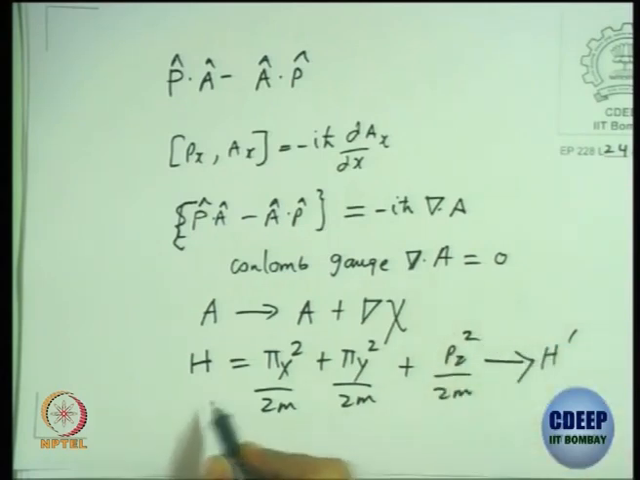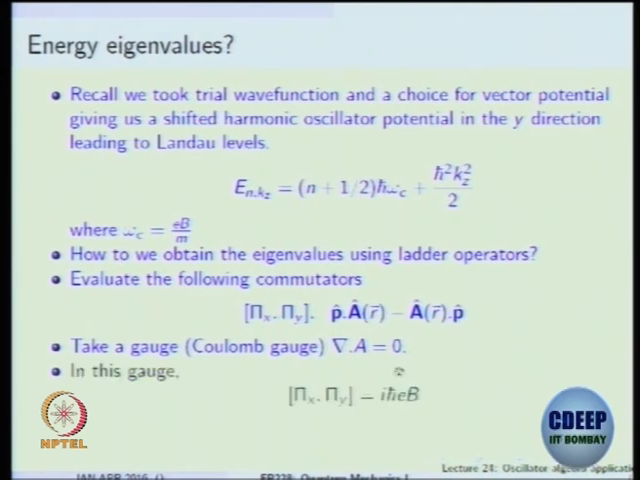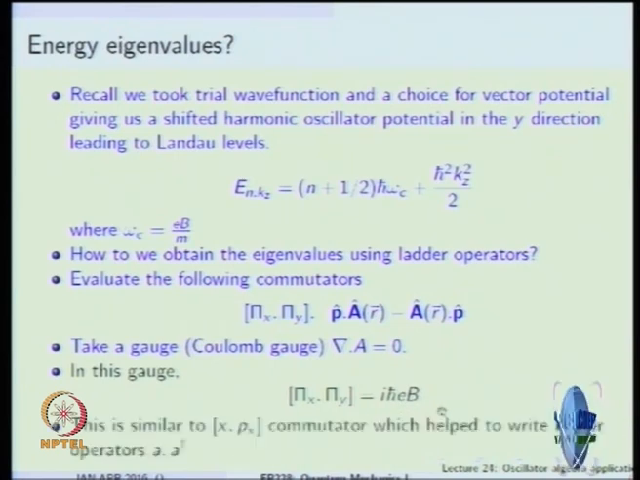But what happens to the Hamiltonian? The Hamiltonian can in principle change to H prime. So we worked out pi x and pi y, and P dot A and A dot P. Take the Coulomb gauge, and in this gauge the commutator of pi x and pi y is i h cross eB, and this is similar to our familiar x px commutator, which helped us to write a and a dagger. Okay, so that's the motivation.